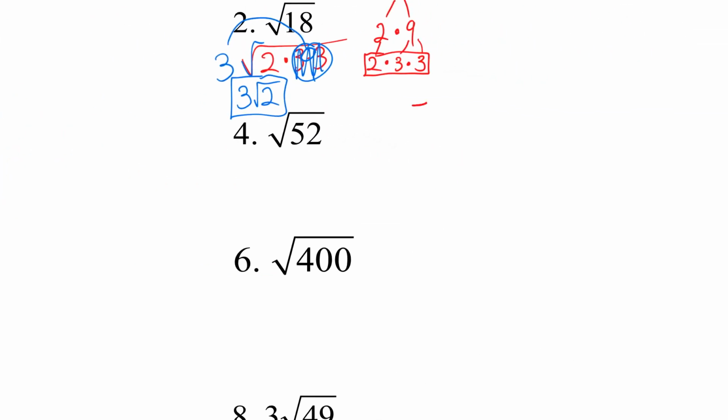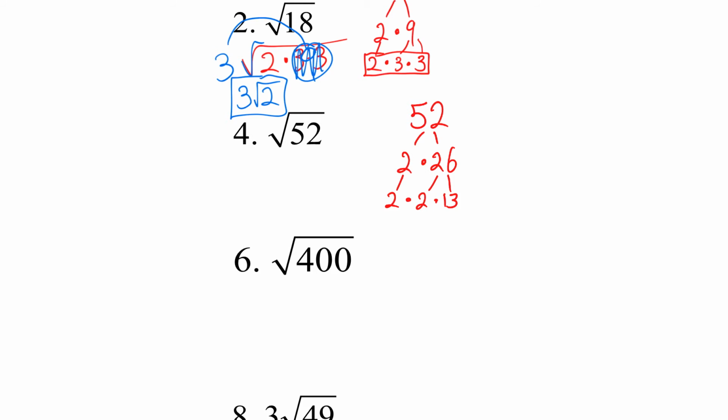Okay, number 4. How does 52 break down? What 2 numbers multiply to give you 52? Yep, good. 26 and 2. There you go. All right, I can't do anything to that 2, so I'm just going to bring it down. How does 26 break down? Yep, 2 times 13. All righty. I can't break down the 2, that's already prime.